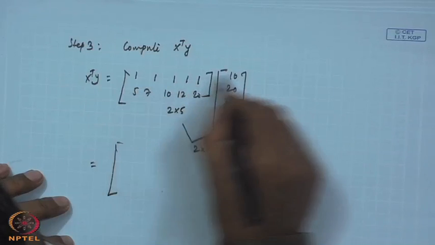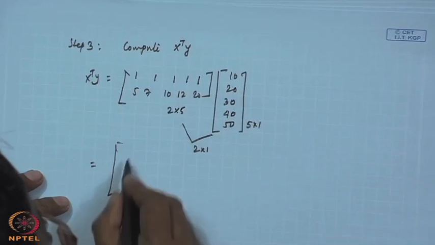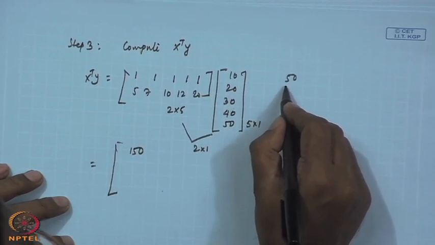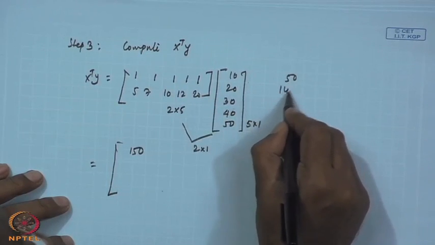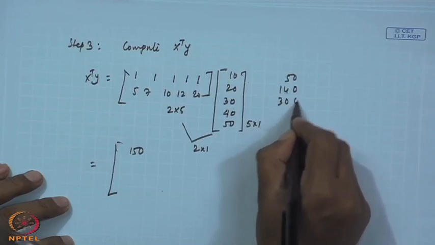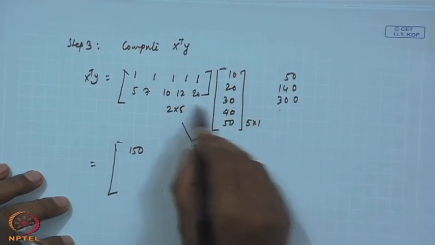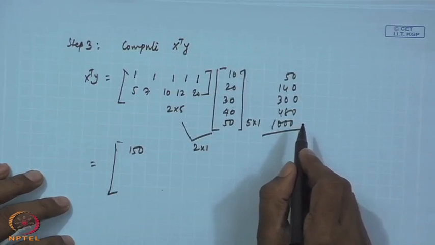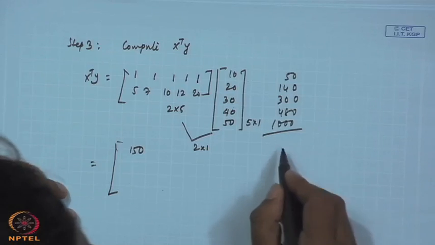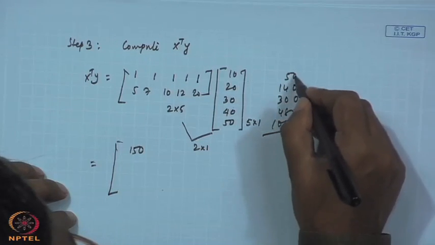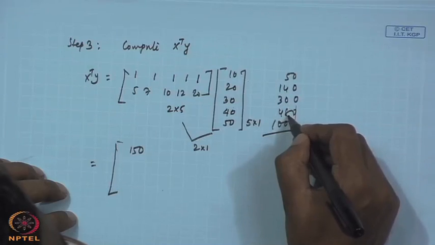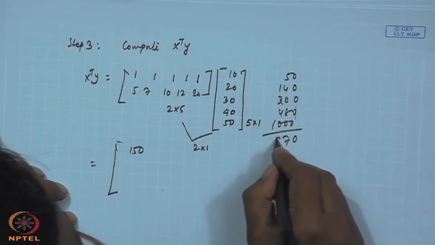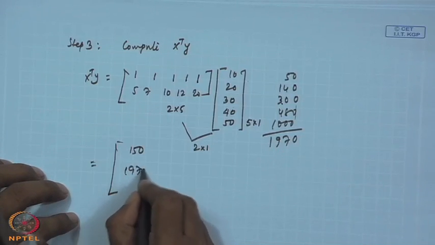So now the 10, 20, 30, 40, 50 will be summed here, finally 150. Then the other is 50 plus 140 plus 300 plus 480 plus 1000. Okay, I think this quantity will become 1970.